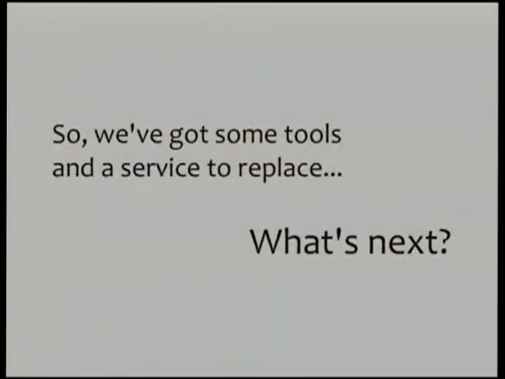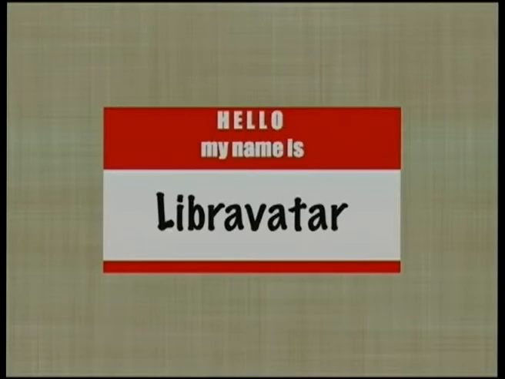OK, so I've got some tools, a service to replace. What's next? Well, obviously, when you start a free software project, the very first thing you have to do is to pick a name. So I picked this name, Libra, which stands for Liberty. And I came up with a little logo as well. So the next thing I did was to look for inspiration at other free network services projects, other AGPL projects.